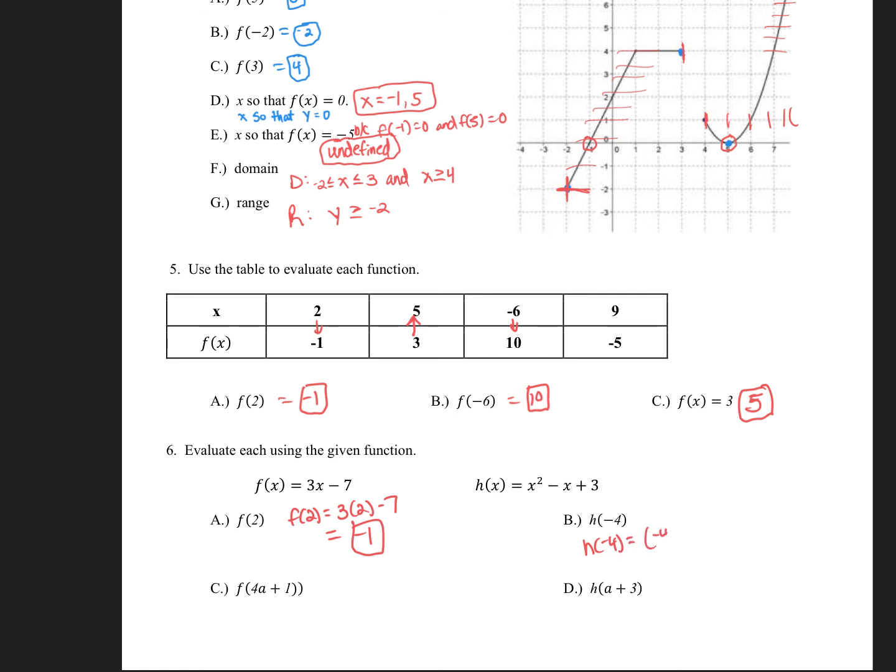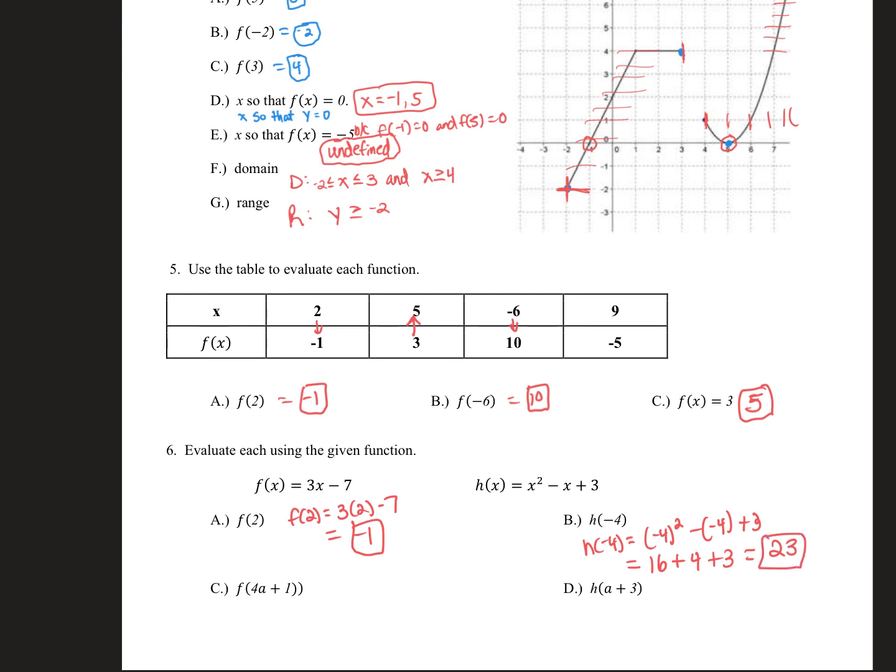equals negative 4 squared minus negative 4 plus 3. Now notice when I'm plugging in these values for evaluating these functions, I'm always using parentheses around whatever it is that I'm plugging in for x. Super important, because if you start typing this all on your calculator, straightforward, the way you have it written without parentheses, you're going to get the wrong answer. So make sure you include parentheses. Negative 4 squared is positive 16. Minus a negative 4 is plus 4. Plus 3 is 23.